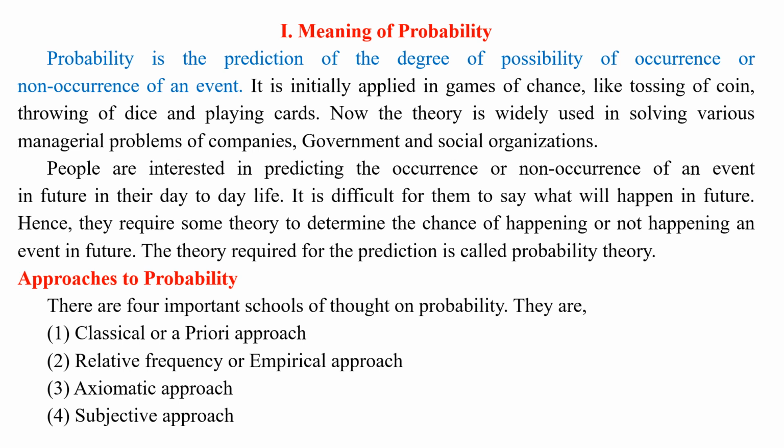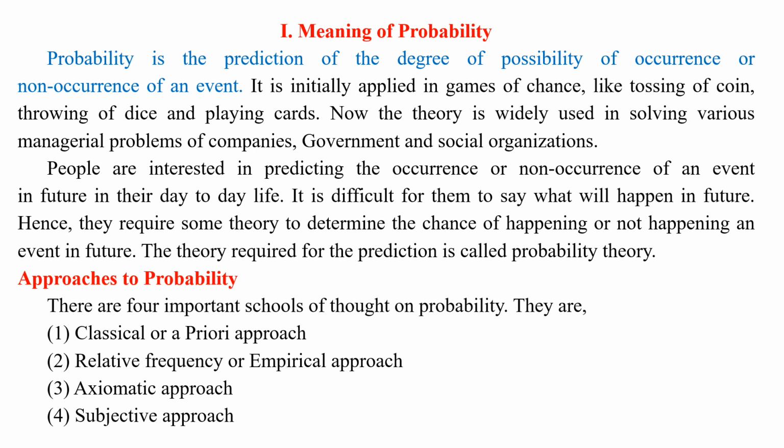Meaning of probability. Probability is the prediction of the degree of possibility of occurrence or non-occurrence of an event. It was initially applied in games of chance, like tossing of a coin, throwing of dice and playing cards. Now the theory is widely used in solving various managerial problems of companies, government and social organizations.